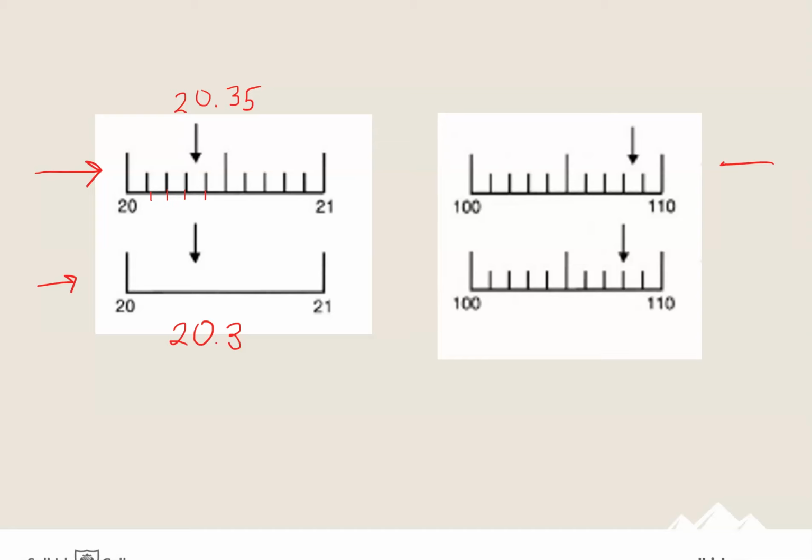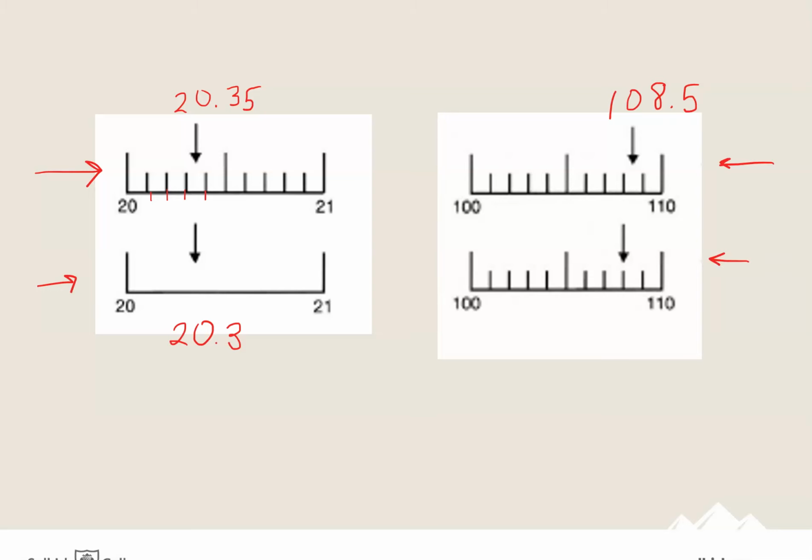All right, moving over to this side, pause the video and make your reading. I think that's definitely between 108 and 109. So I'm certain it's at least 108. Now I'm going to estimate 1/10 of the smallest division. I'm going to estimate that that's 0.5. Although if you said 100.4 or 100.6, you'd be right as well. Okay, last example.